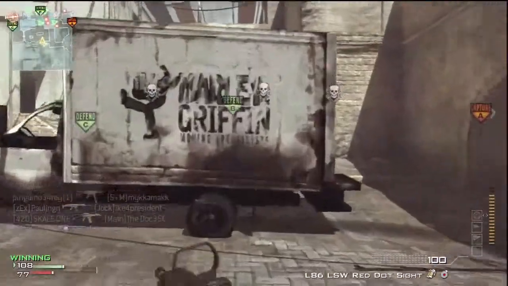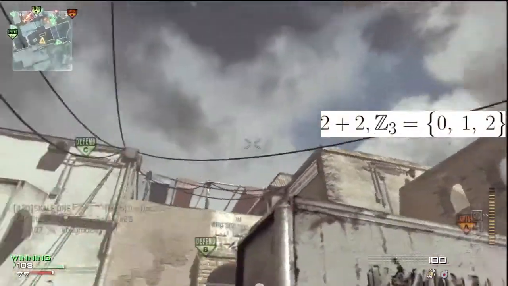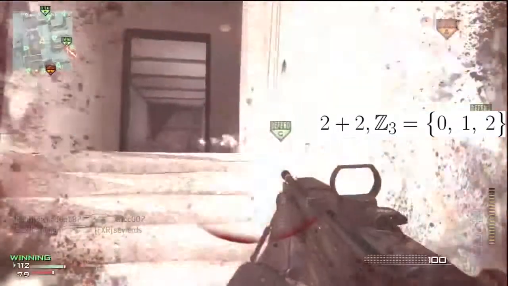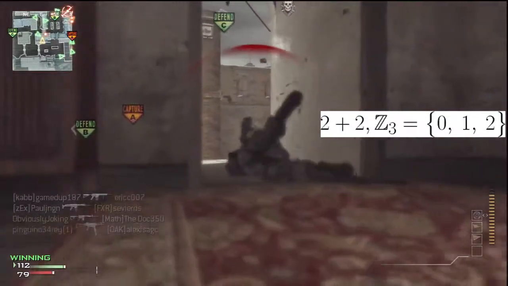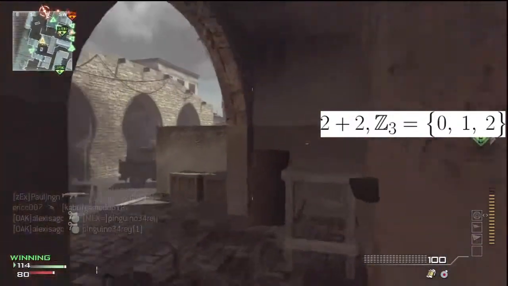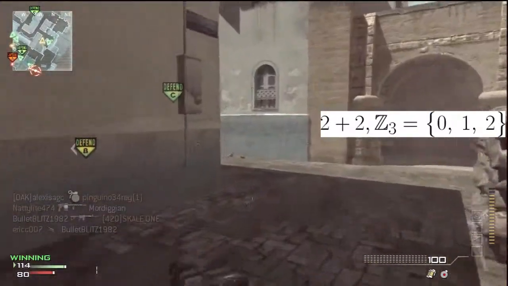Now, back to the example, right? Let's take 2 plus 2 in the area of Z3. Now, when you do this, right, we start at 2. Clearly, we start at 2, right? So we have the set Z sub 3, and that equals the elements 0, 1, and 2.